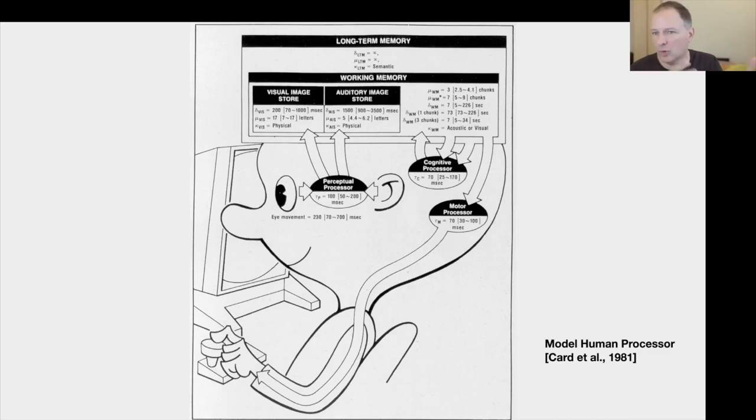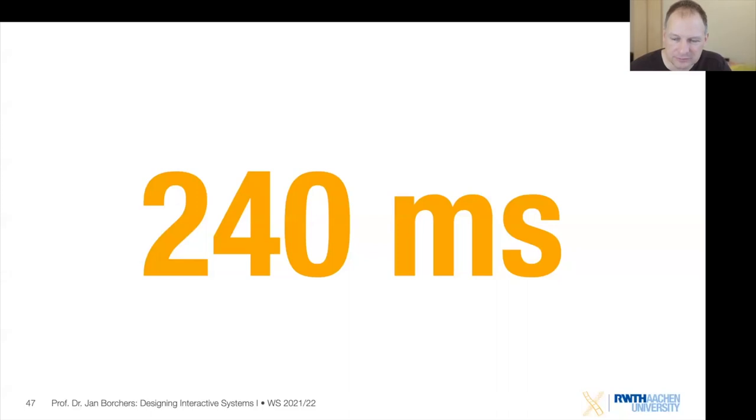Now, there may be some more complex decisions you need to make. Is it a friendly or an enemy appearing, and do I need to shoot him or whatever. That will take more time, because our cognitive processor up here will do a couple more cycles to determine what needs to happen. But that's what the model tells us, about 240 milliseconds. That's our estimate.